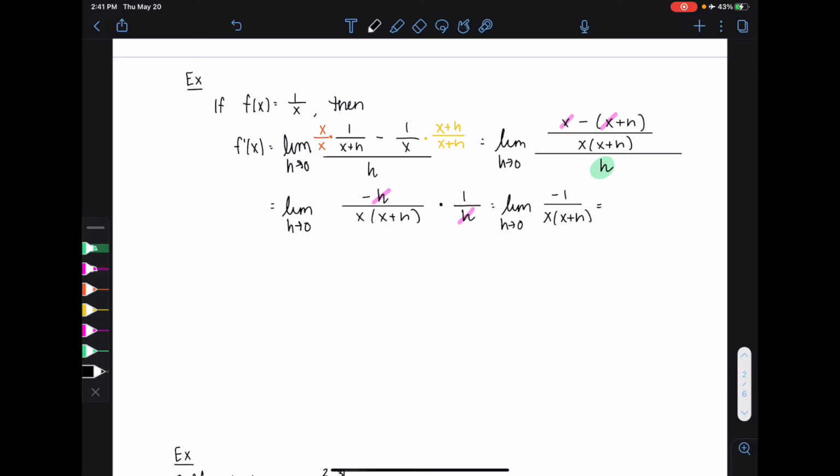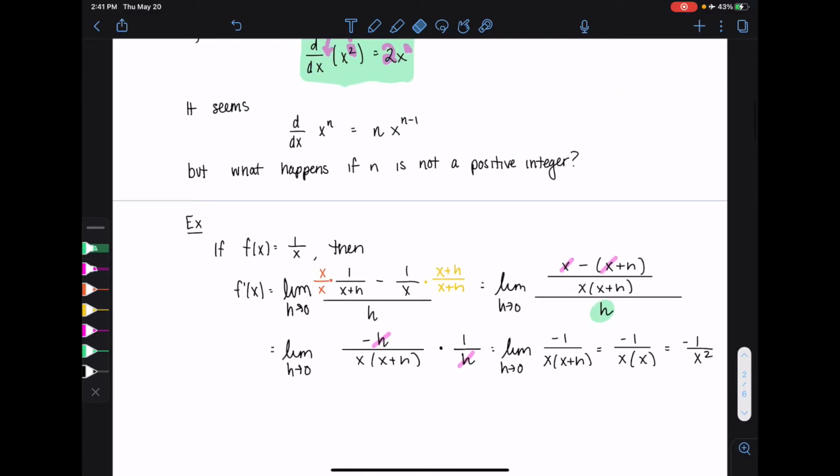Plugging in h is 0 now gives us negative 1 over x times x. So this derivative is negative 1 over x squared. Okay. So I've got the formula for a derivative. Let's see if it matches up with this rule. Does the power get brought down and is it decreased by 1?